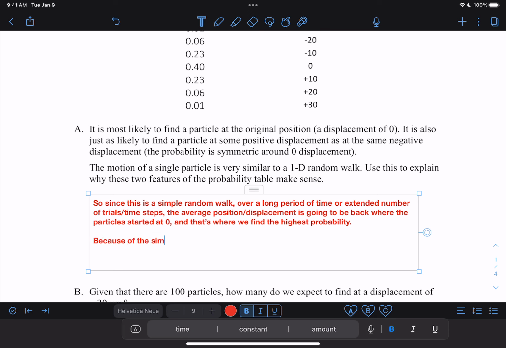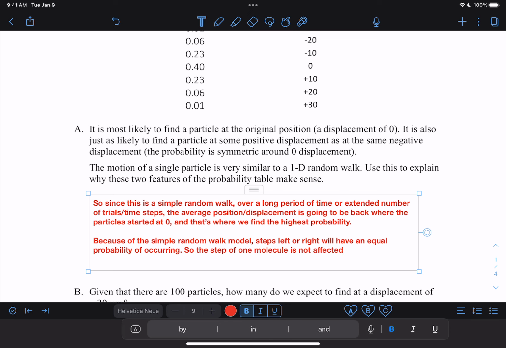Because of the simple random walk model, steps left or right will have an equal probability of occurring. So the step of one molecule is not, is it frozen again? It's probably because I'm typing fast. Hold up. Yeah. I'm too quick for Zoom.